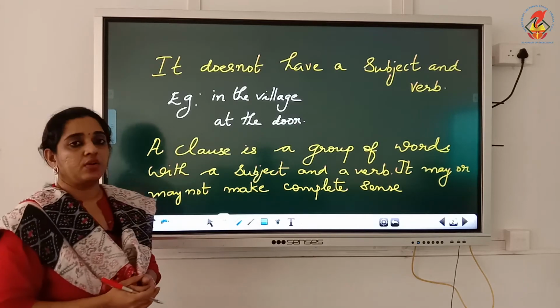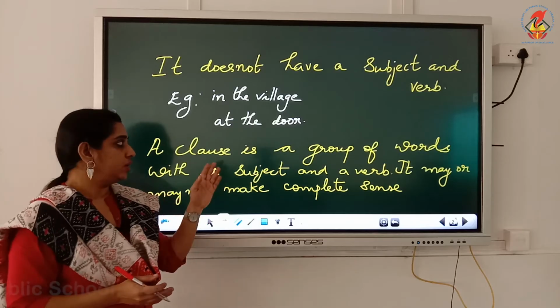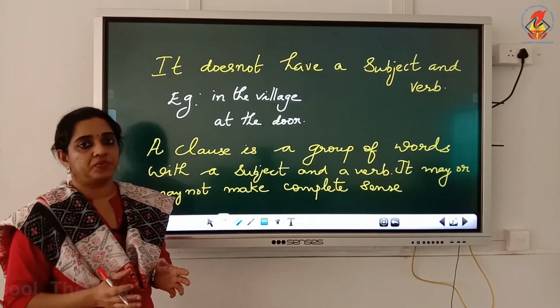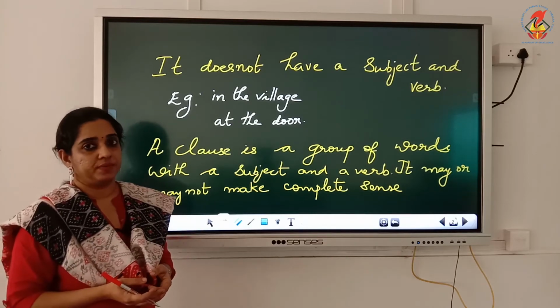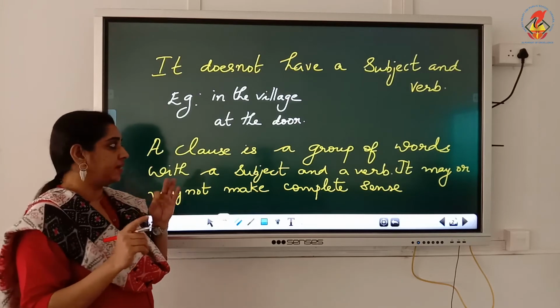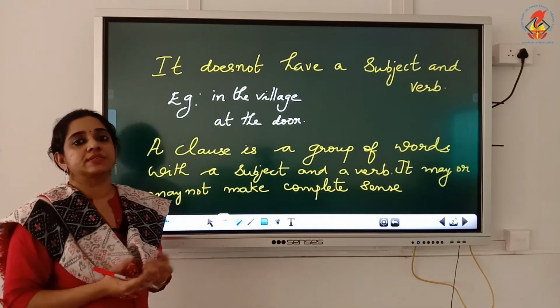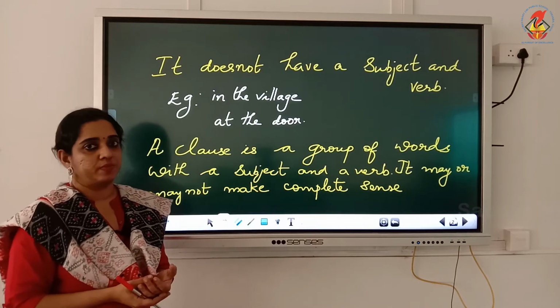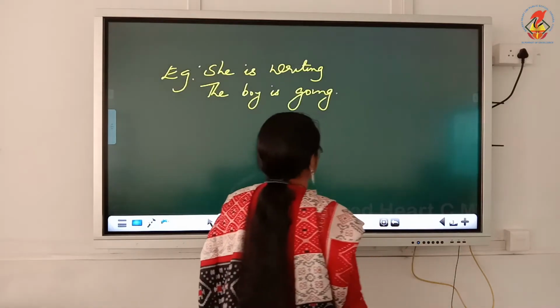Now what is a clause? A clause is a group of words with a subject and a verb. It may or may not make complete sense. So a clause is a group of words which has a subject as well as a verb. Okay, so subject and verb will be there for a clause. And it may or may not make complete sense. Sometimes it will be sensible or sometimes it may not be. But it will always have a subject and a verb.